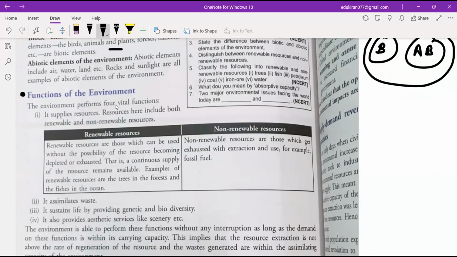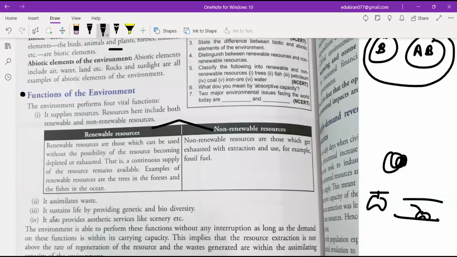Environment has two functions basically. The first is that it supplies resources, and resources include both renewable and non-renewable resources. Clear? Second is that it assimilates waste, which means in the environment itself, nobody is cleaning the environment. The environment itself is assimilating the waste. For example, you ate an apple and threw it on the ground. After some time, this apple will be degraded. This is what the environment is doing. It is assimilating the waste itself.